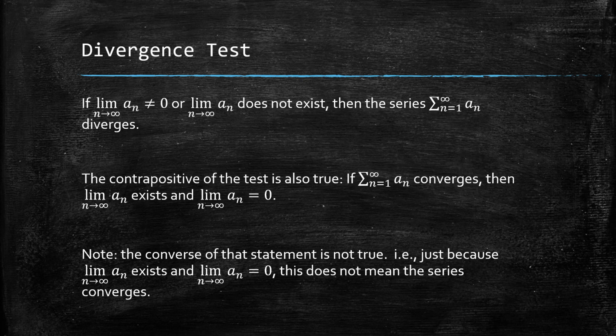The contrapositive of the test is also true, which is if the series from n equals 1 to infinity of a sub n converges, then the limit as n goes to infinity of the sequence a sub n exists, and that limit must not only exist, but it must equal 0.